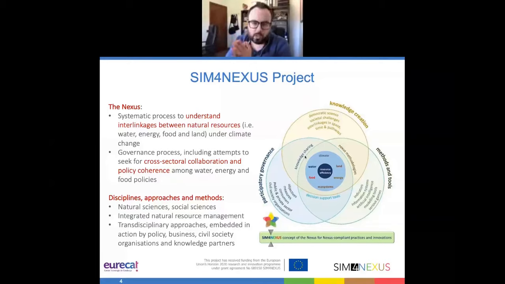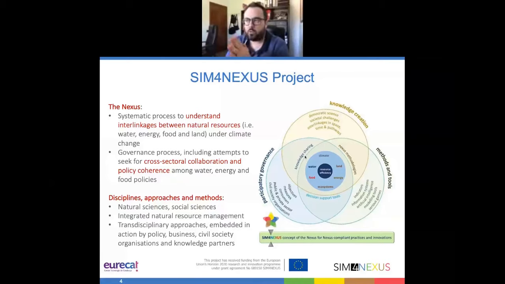This knowledge is being shared, of course. Then we are providing methods and tools to analyze, to get information, to assess impact of the different interventions we are doing in the Nexus so that we can understand it better. So we're providing, on the one side, Nexus methodologies and decision support tools. And of course, all of this is made with participatory governance. So we are including in this research different stakeholders from society, policymakers, etc.